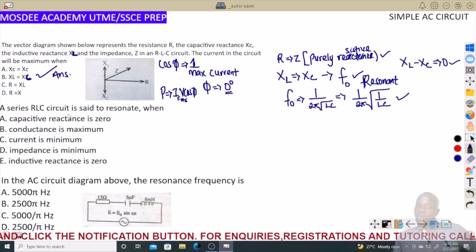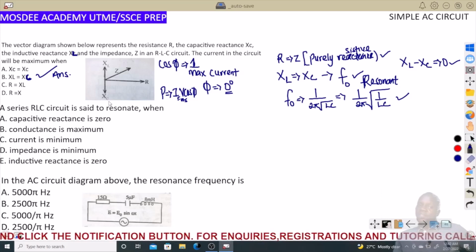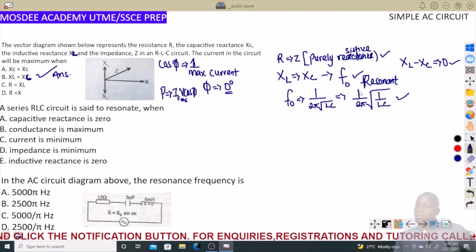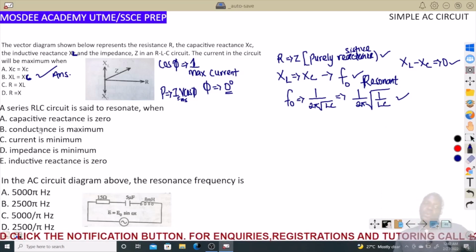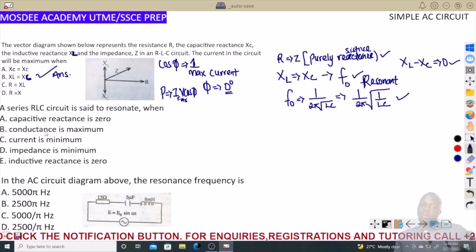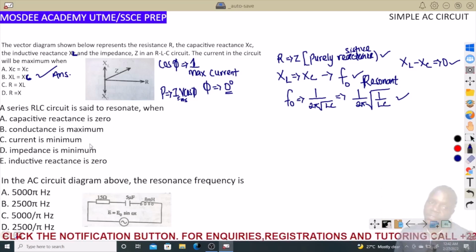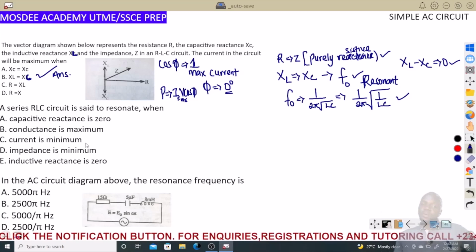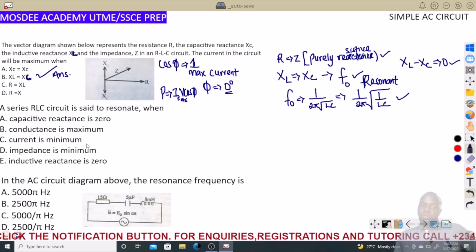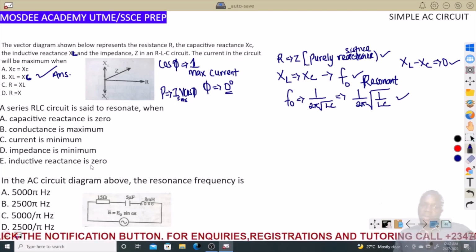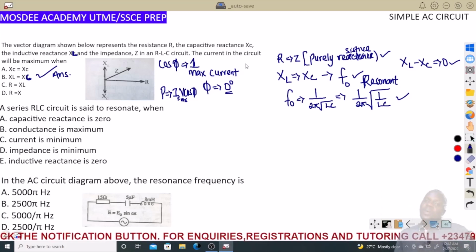A series RLC circuit is set to resonate when dash. You can see what I talked about. These are all the conditions for that. So capacitive reactance is 0 is wrong, conductance is max is wrong, current is minimum is wrong. We have impedance is 0, inductive reactance is 0. Now, when Z equals R.